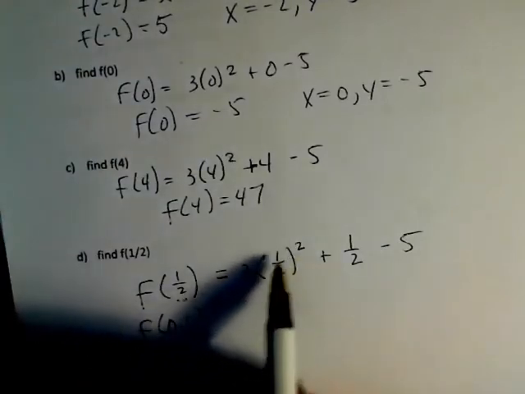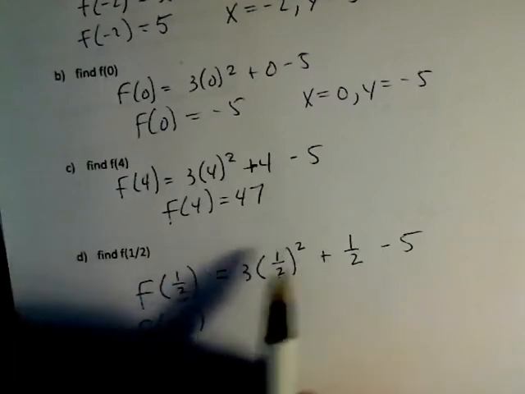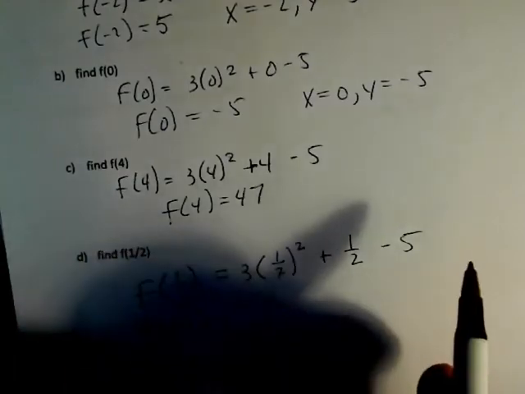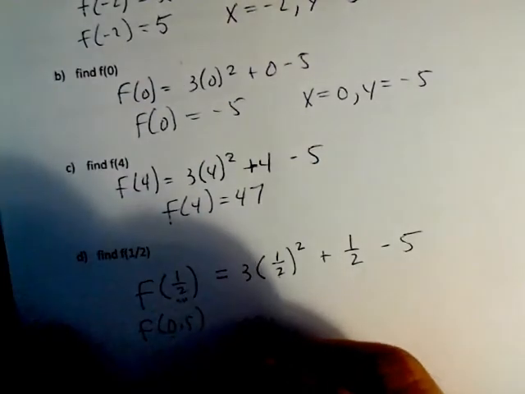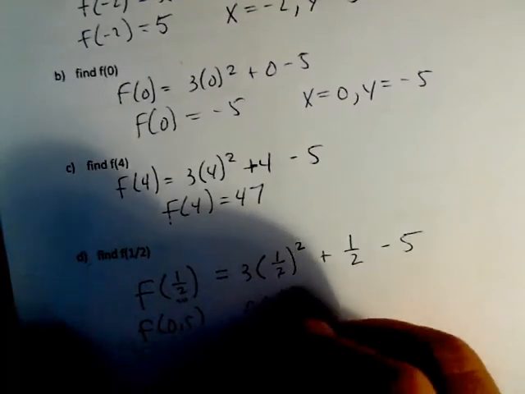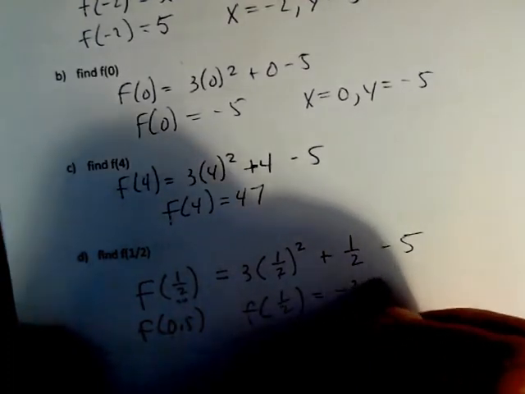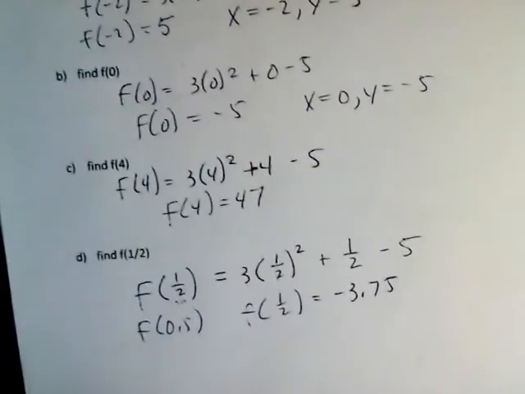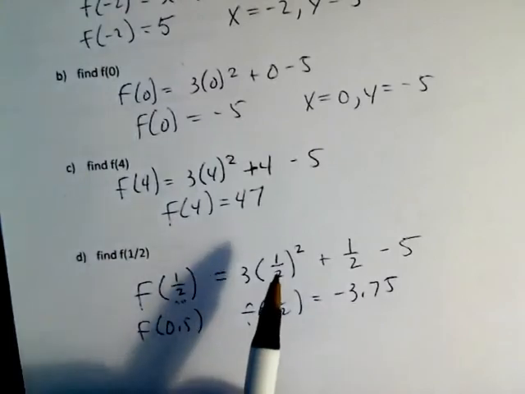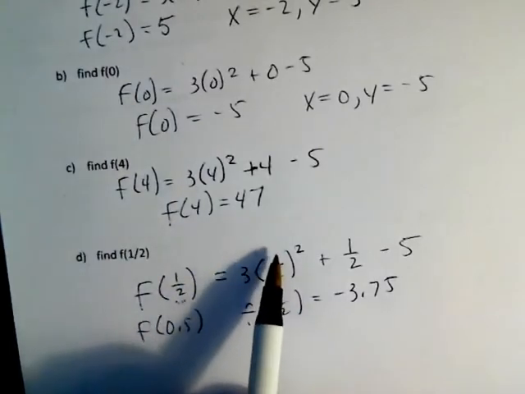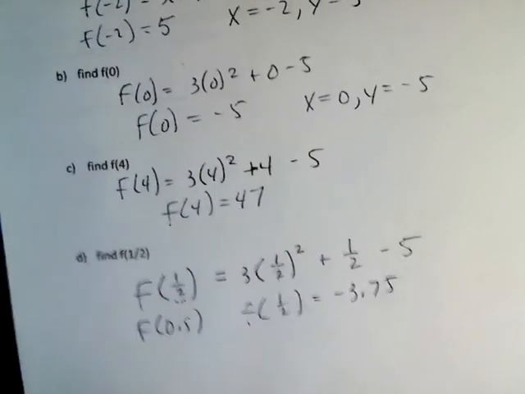So once I do this, I'm going to square that 1/2 to get 1/4, times 3 to get 3/4. And what you end up with is f of 1/2 is going to be negative 3.75. Okay, so do either one, but just remember you can always enter fractions into your calculator. And when you do 1 divided by 2, it's going to look like a fraction. So that'll maybe help you understand that you're correct there.